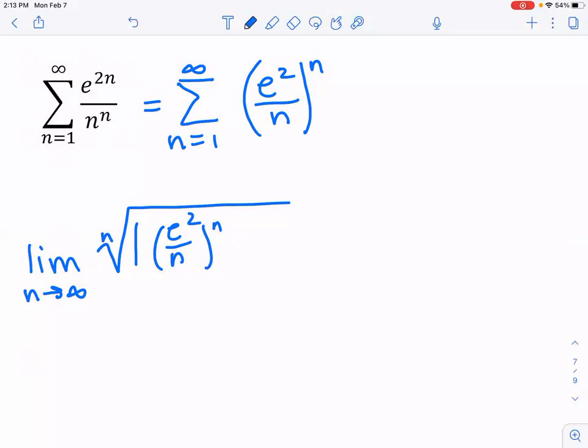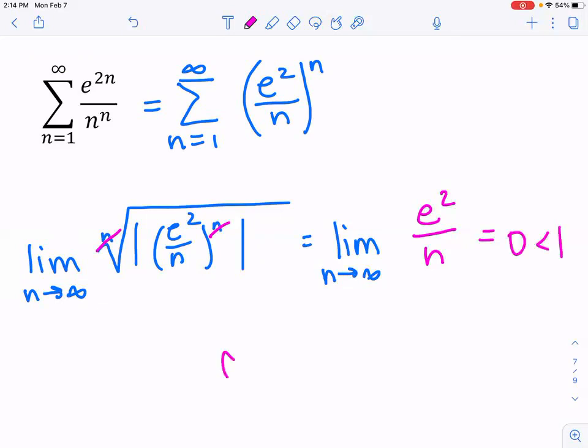Okay, so absolute value is really not going to affect anything here. The nth root and the nth power will cancel. What's our limit? 0, which is less than 1. This converges.